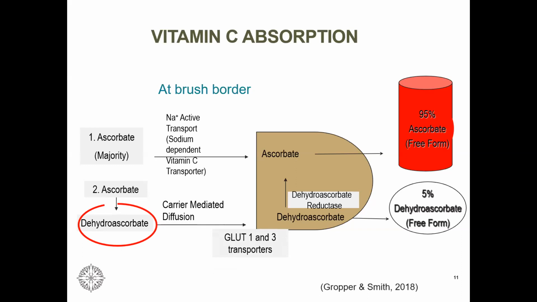Now have a look. Which is the transporter for this form? What is GLUT? That takes in glucose. Yes. Yes, Kathleen. So we are able to use the same GLUT transporters to get this dehydroascorbate, and then in the intestine we can convert this back to ascorbate.